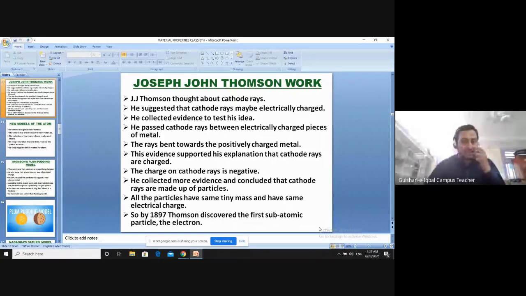And at last, they said that basically an atom is also made up of charged particles. And what is the charged particle? That charged particle is negatively charged, and that is known as the electron. So in 1897, the first atomic particle, that is the electron, was discovered, and that was discovered by J.J. Thomson.